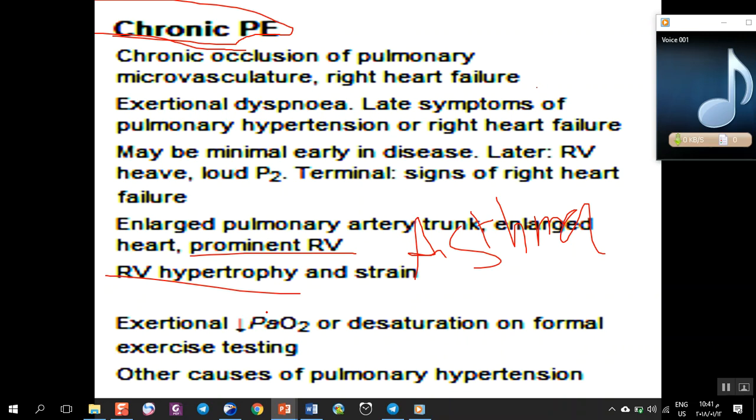Because of the enlarged pulmonary artery on X-ray. We have an enlarged pulmonary artery. Okay? Straightening of the left heart border. On blood gases, we see hypoxia, a cause of hypertension, and causing pneumonia.